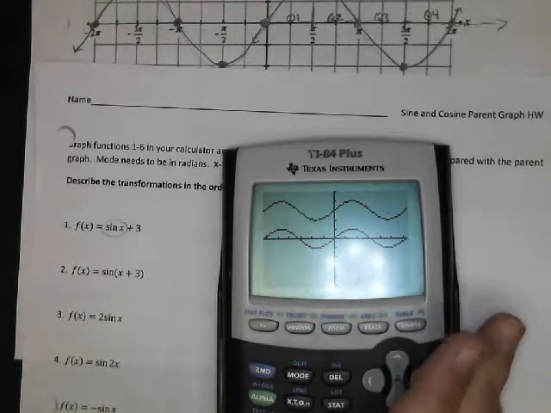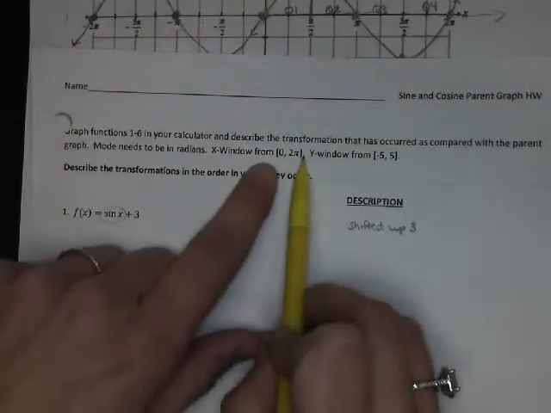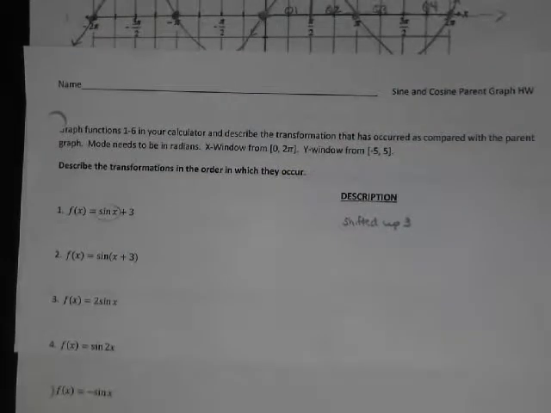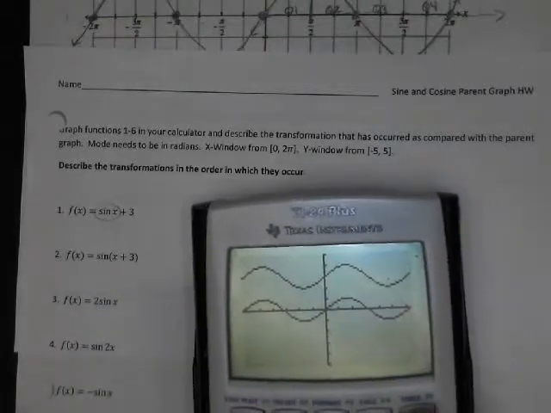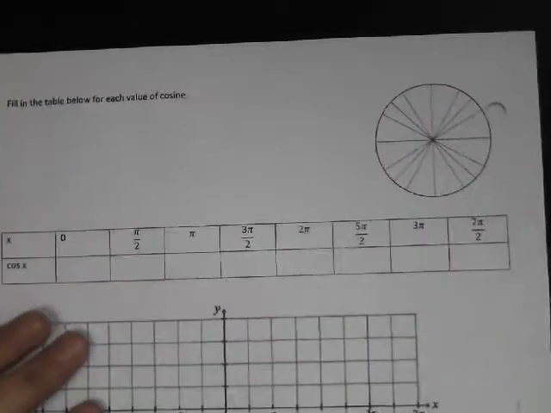So that's sort of what your homework is going to be like. I said the window from 0 to 2 pi. You can do negative 2 pi to 2 pi if you want. Obviously, you just see an extra rotation or an extra cycle in there. So on the back, we're going to do a very similar thing. We're just going to go through our cosines.